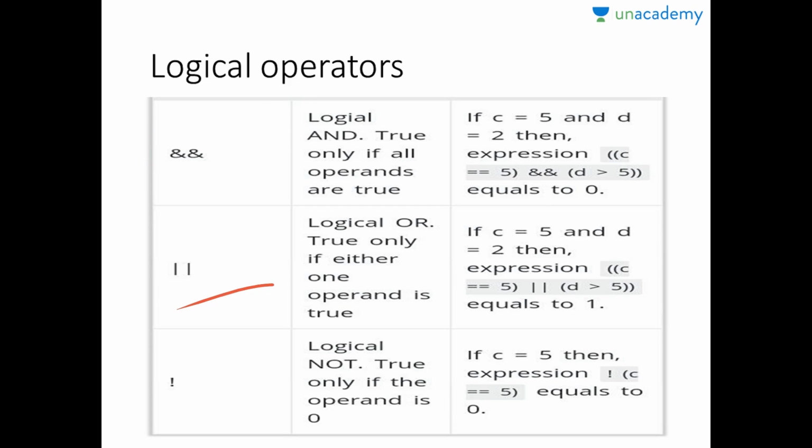This is the OR operator, logical OR. If any one of the expressions is true, it will return me true. This is the NOT operator. It directly inverts the expression. If the expression is true, it will give me false. If the expression is false, it will give me true.